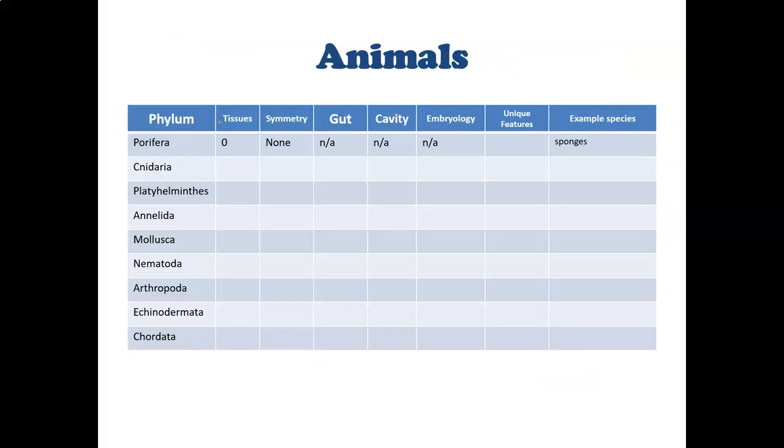Right? So sponges have 0 tissue layers. They have no symmetry. They don't have a gut. They don't have anything really. Right? But those are the sponges. Not terribly interesting.